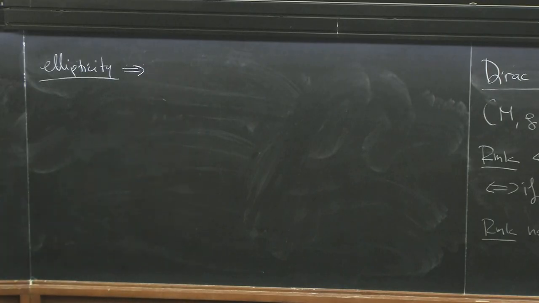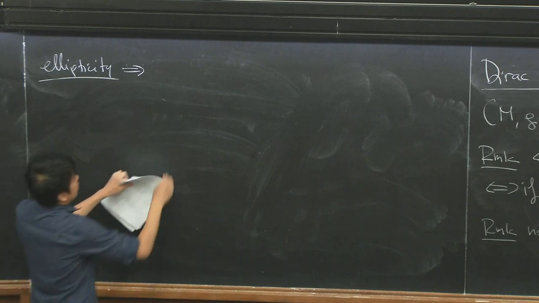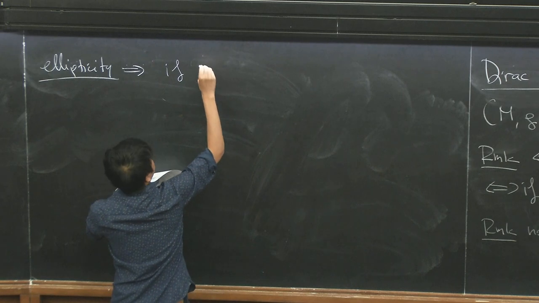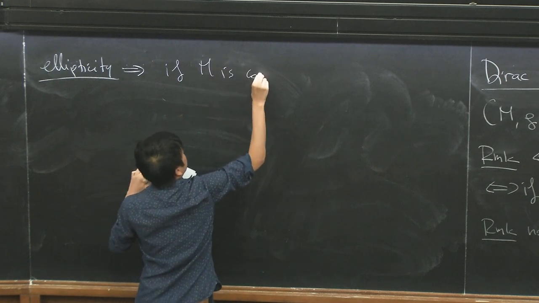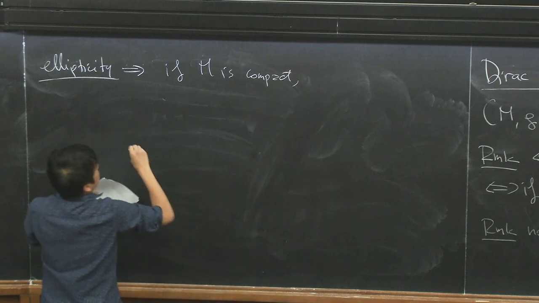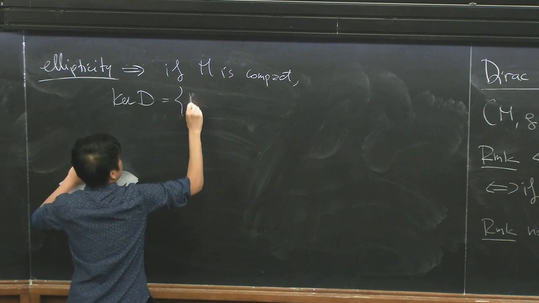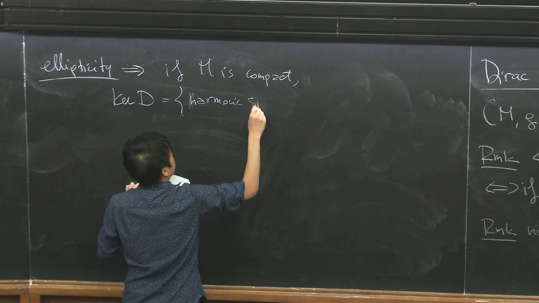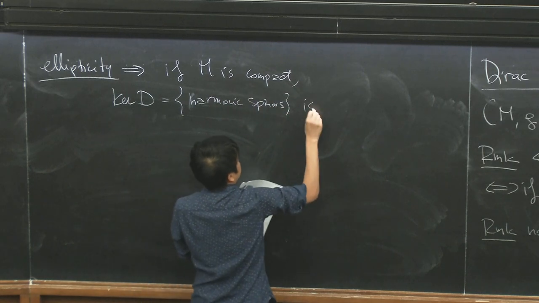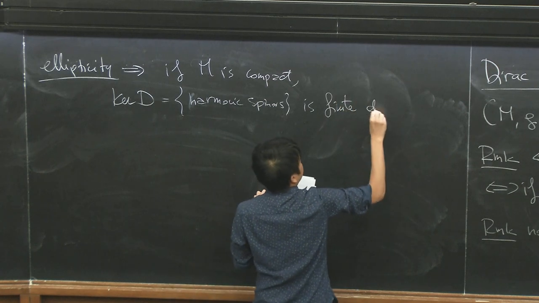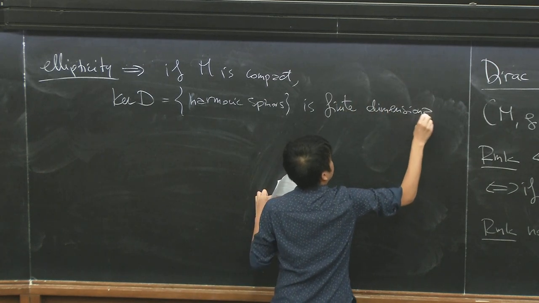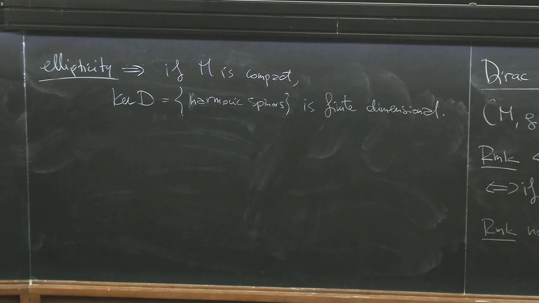Okay, so another key property: ellipticity also implies that if we are on a compact manifold, then ker D, the space of harmonic spinors, is finite dimensional. This is not true for the general operator. If I give you a random differential operator, there's no reason for the space of solutions to be finite dimensional. But this is true for general elliptic operators on a compact manifold.